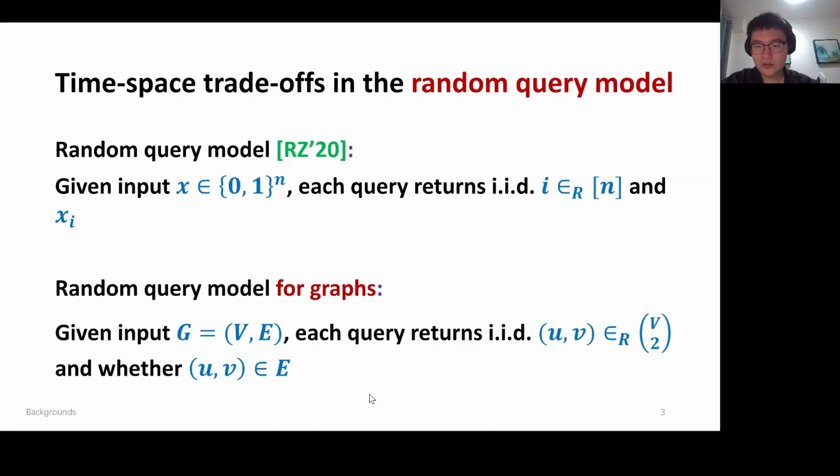We choose this model because it is easier to study, and we hope the lower bounds in this work will inspire time-space trade-offs in stronger models of computation.